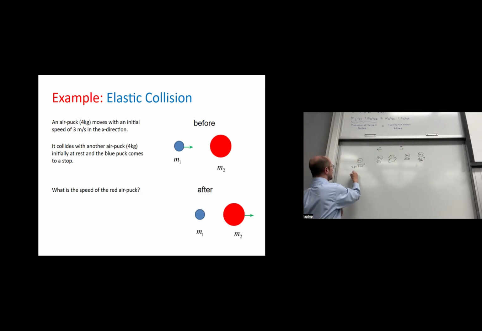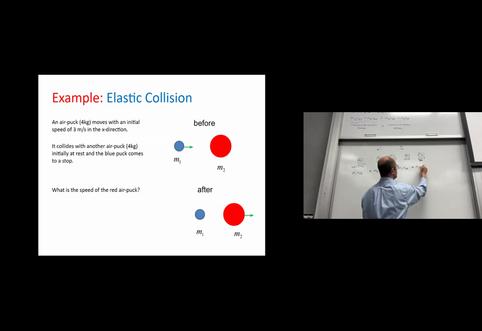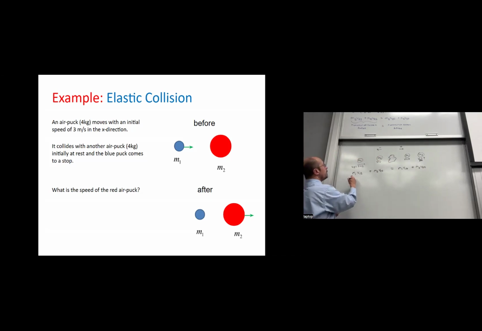Then I can come in and say, M1 V1 before plus M2 V2 before equals M1 V1 after plus M2 V2 after. And now I can plug in my stuff and solve. Because I have, oh, I forgot to write this down. M1 is equal to 4, M2 equals 4. And sometimes I'll even write the numbers into where I put the letters.